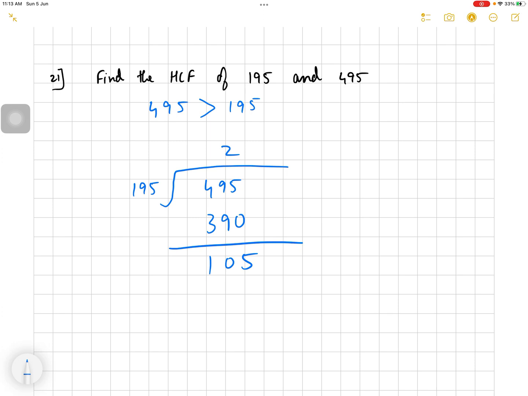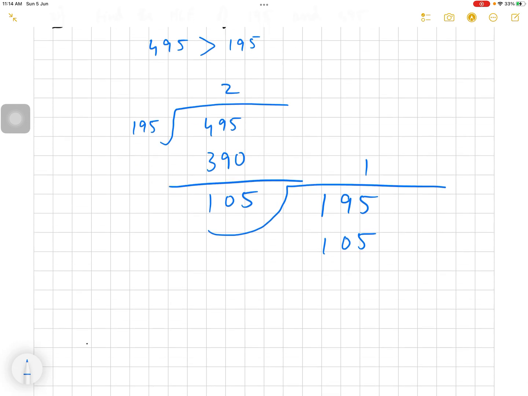Now 105 is my remainder. That will become my divisor, and my previous divisor will become my dividend. So my next divisor is the remainder, 105, and the previous divisor is my dividend. So 105 ones are 105. When you divide, it will come 1 point something. Now how much is my remainder? It comes to 90.